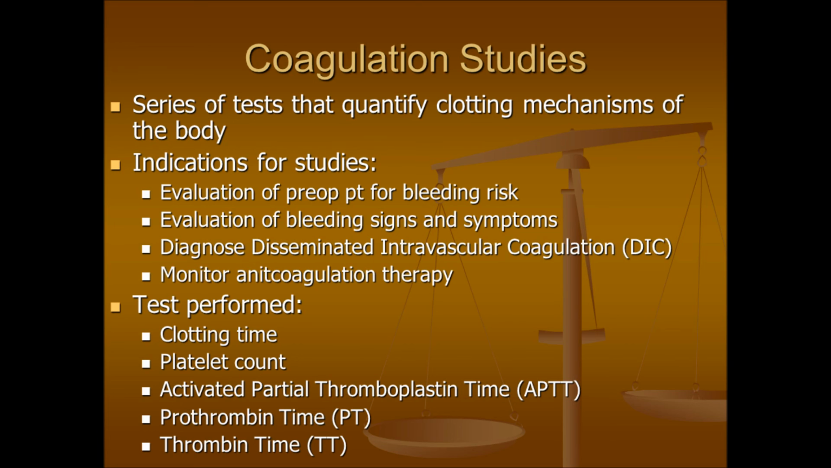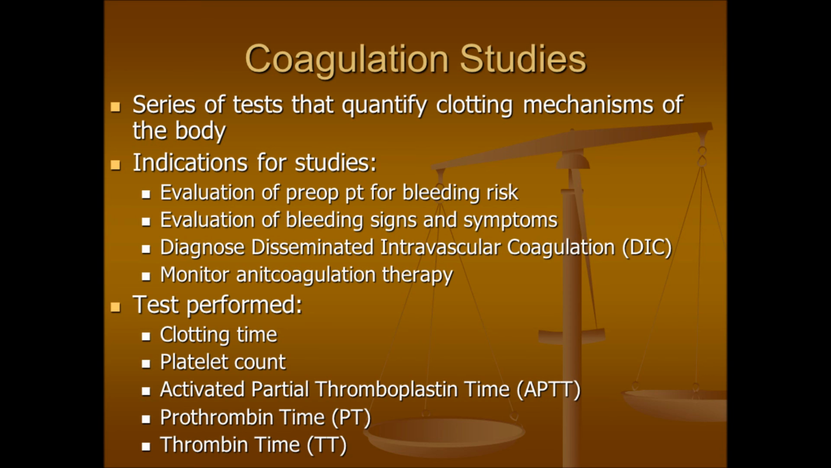Evaluation of bleeding signs and symptoms. The patient seems like they're bleeding internally or just bleeding for whatever reason. They can do a coag study. Also used to diagnose DIC, that's when patients are literally bleeding, for example when they have bloody stool. And also to monitor anticoagulation therapy. If a patient is on an anticoagulant, they will do a coagulation study. And we're going to talk about these tests on the next slide.